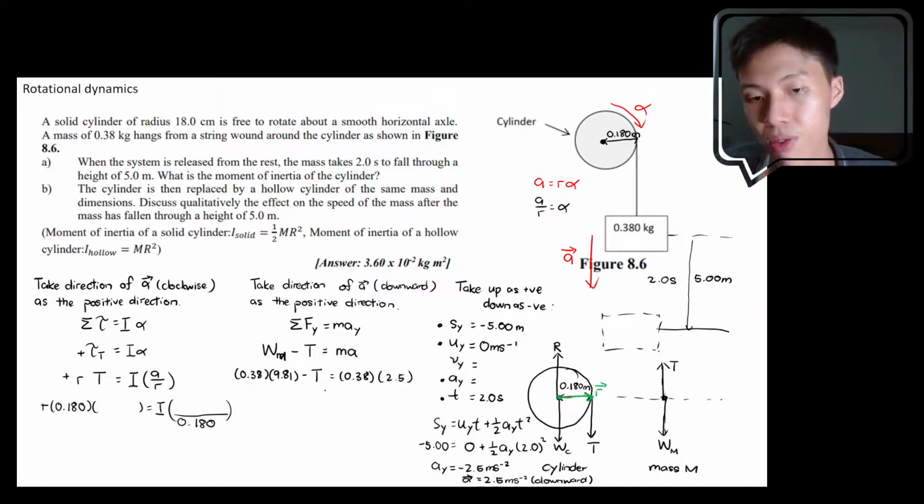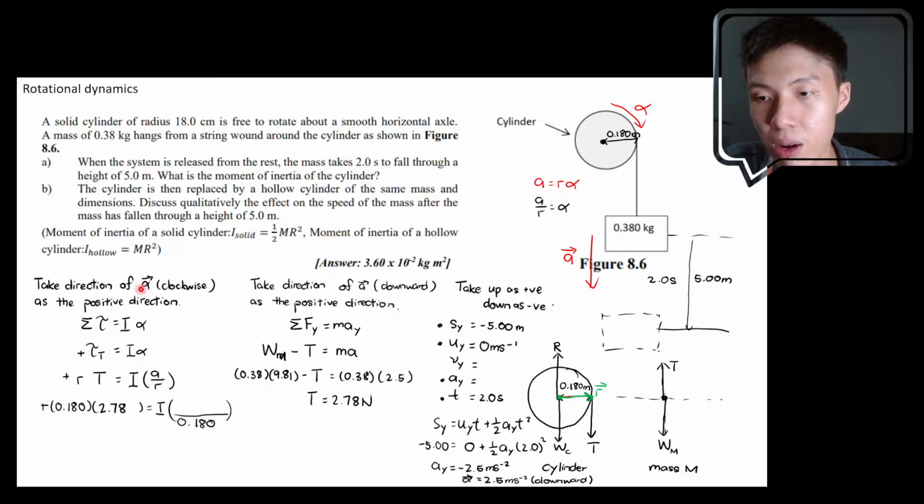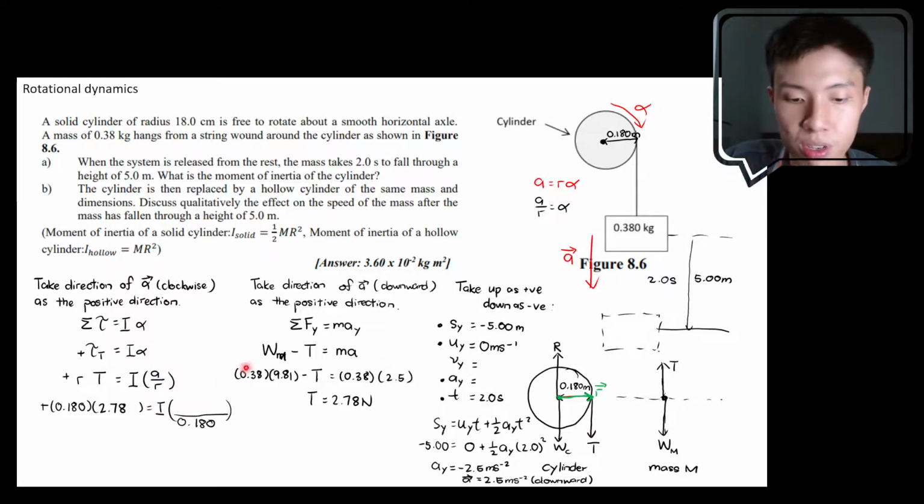And now if we replace it with 2.5, I believe we can obtain our tension to be 2.78 Newton. Okay, and once we obtain our tension, we can sub in our tension over here, and we can sub in our acceleration over here. Remember our alpha over here, we define alpha as the positive direction. So this alpha here must be a positive value. And if alpha is positive value, r is also positive value, the acceleration must also be positive value. So A here will be taking this 2.5 positive value.